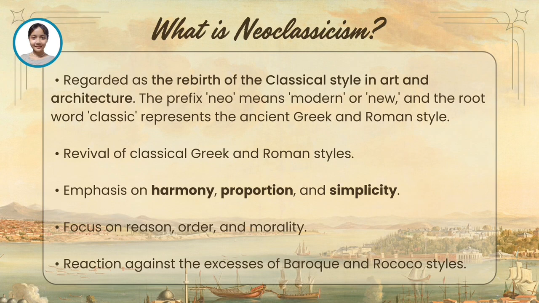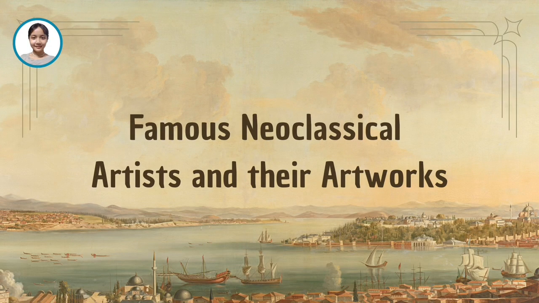It focuses on reason, order, and morality, and this is the reaction against the excess of Baroque and Rococo styles. Baroque and Rococo styles versus Neoclassicism only differ in aesthetics, themes, and historical origins. Now let us know the famous neoclassical artists and their artworks.